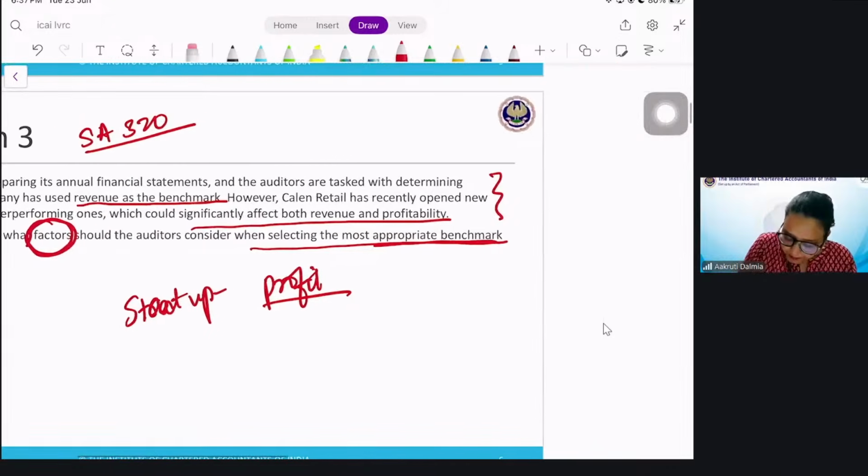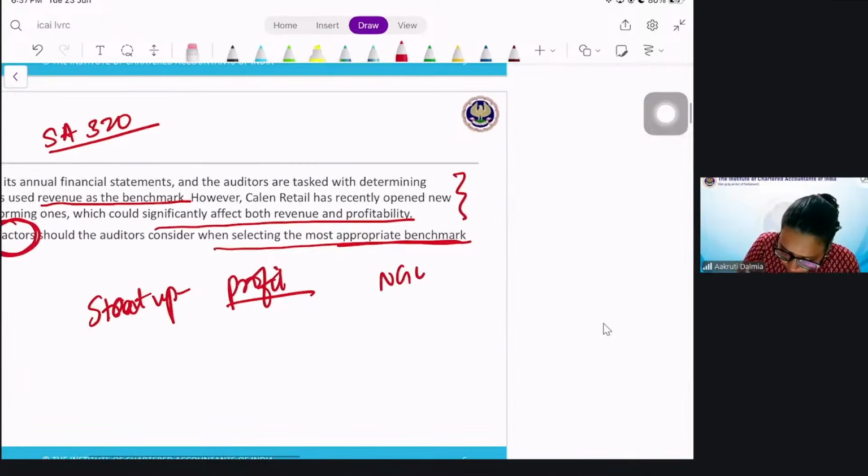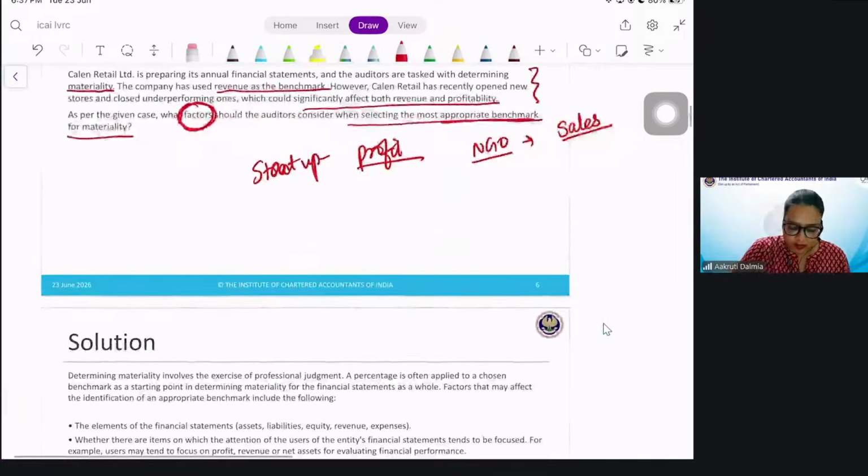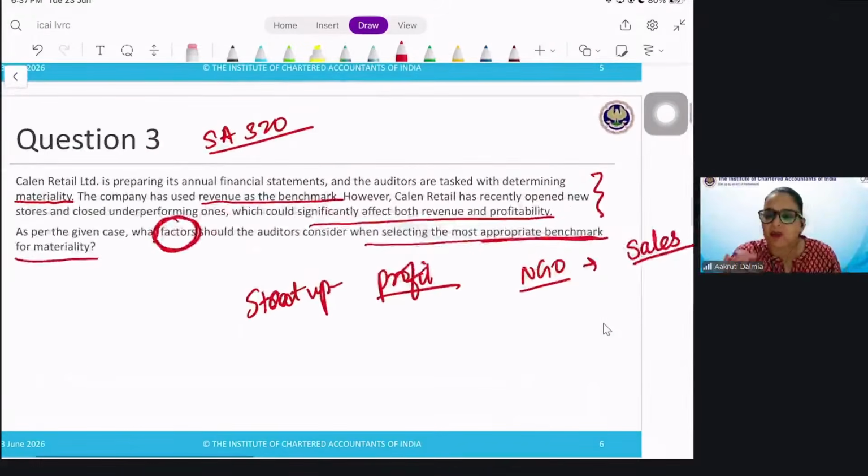Okay, tell me, if it's an NGO, will you consider sales as a benchmark? No. Usually in NGOs, donations or total expenses are considered as a benchmark. So let's see, this is how you have to connect. Everyone, this is how you have to connect the answer. Is that clear?